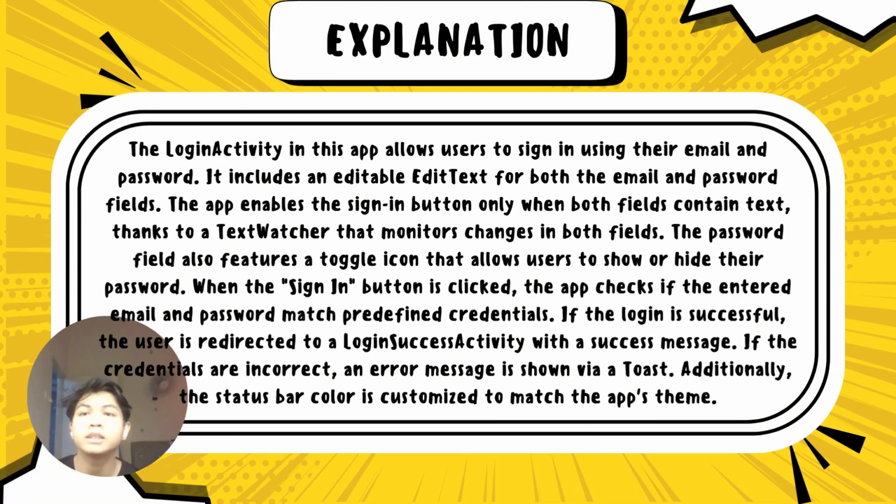The login activity in this app allows users to sign in using their email and password. It includes an editable EditText for both the email and password fields. The app enables the sign in button only when both fields contain text, thanks to a text watcher that monitors changes in both fields. When the sign in button is clicked, the app checks if the entered email and password match predefined credentials. If the login is successful, the user is redirected to a login successful activity with a success message. If the credentials are incorrect, an error message is shown via a toast. Additionally, the status bar color is customized to match the app's theme.